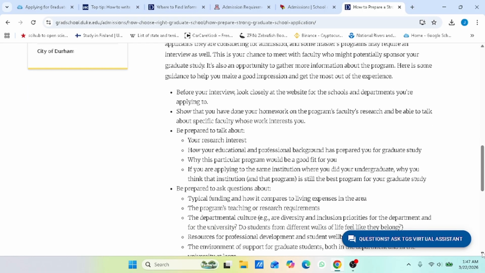Yes, number three, be prepared to talk about your research interests, how your educational and professional background has prepared you for graduate study. Next, why this particular program will be a good fit for you. Why this particular program? Why specifically this one is important. Next, if you are applying to the same institution where you did your undergraduate, why you think that institution and that program is still the best program for your graduate study.